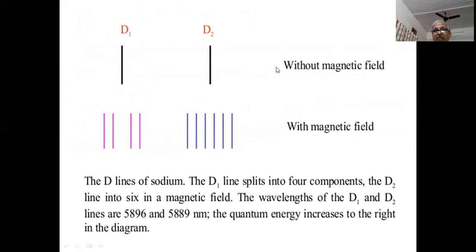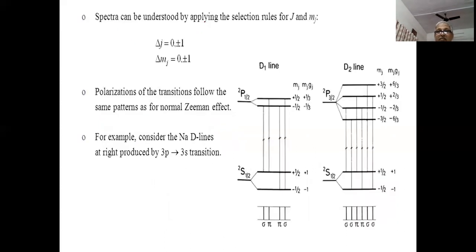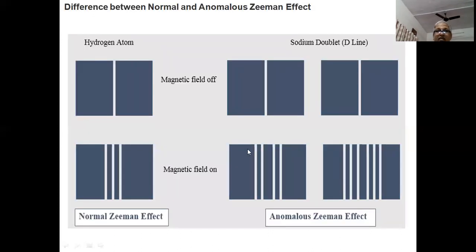When magnetic field is absent, two lines are observed, D1 line and D2 line for sodium atom. And when magnetic field is applied, D1 line is split into 4 lines and D2 line is split into 6 lines. These are the transitions between D1 lines and D2 lines. Here we get 4 lines and here we get 6 lines. And this is the spectrum of normal Zeeman effect.